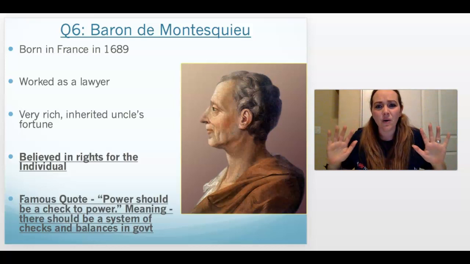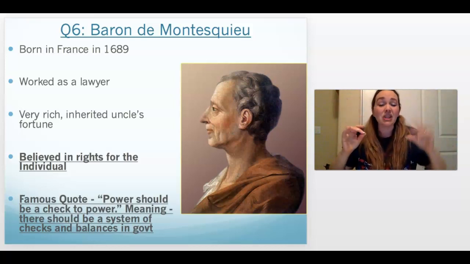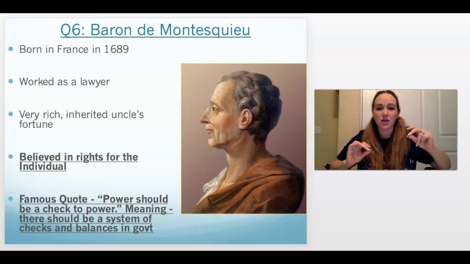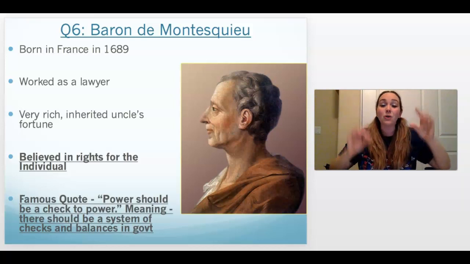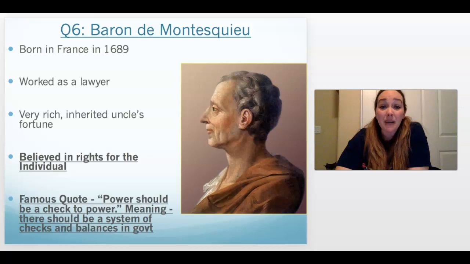He said, no, no, no. Whenever you have a power system, there should be checks in that power system to check for corruption, to check people are doing their job, to check to make sure nobody's getting too powerful, and that will create balance in government, checks and balances. Okay, so that's Montesquieu.